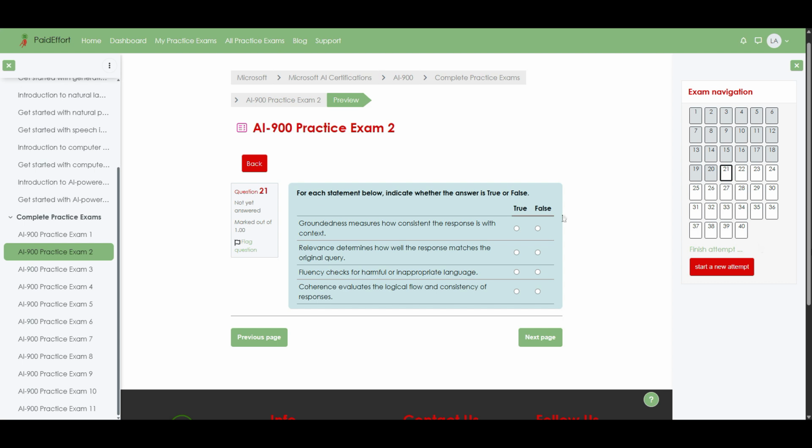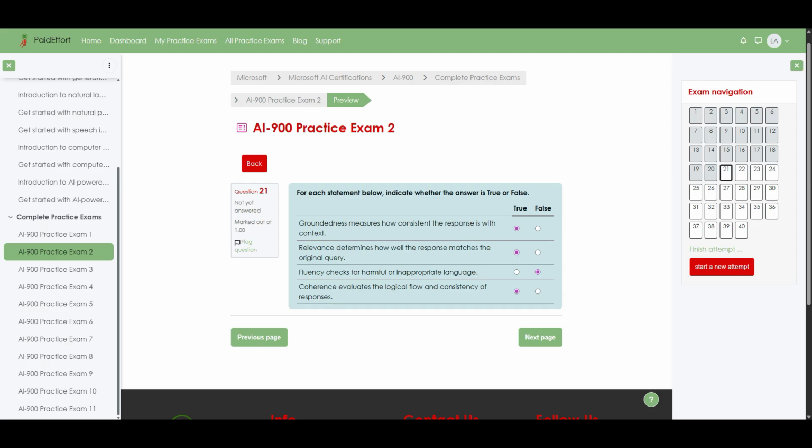For each statement below, indicate whether the answer is true or false. Groundedness measures how consistent the response is with context. True. Relevance determines how well the response matches the original query. True. Fluency checks for harmful or inappropriate language. False. Coherence evaluates the logical flow and consistency of responses. True. Let's walk through each one to clarify why these are the correct answers.